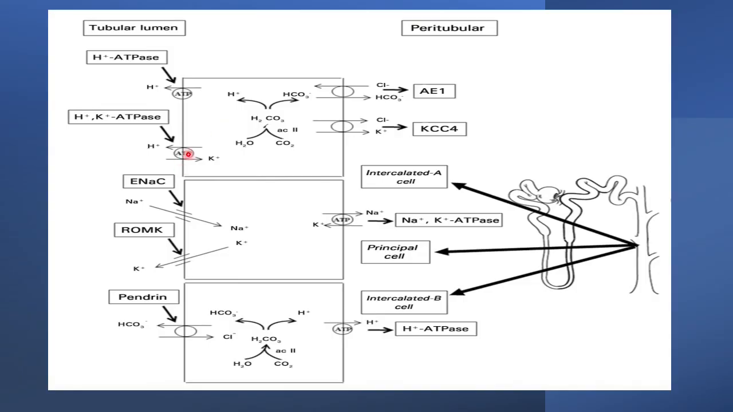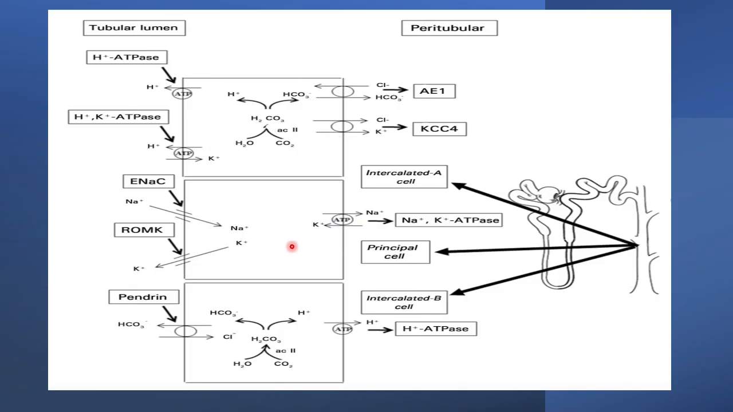The same pump is present in the gastric cell, and it is present here also. This is the part where the acid is secreted, and the bicarbonate is exchanged for chloride through the anion exchanger, and it maintains a negativity inside the cell. And there is also an importer named KCC4.